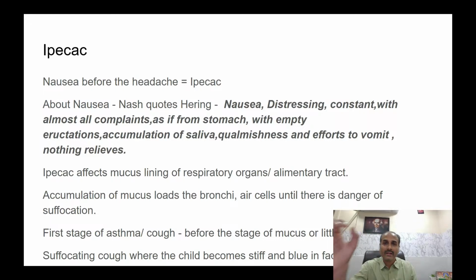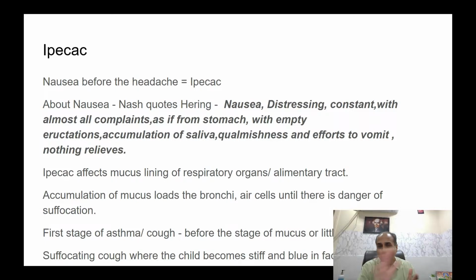If the patient lands to us after a day or two where the suffocation has happened, or there is a lot of accumulation and consolidation of mucus in the chest, Antim tart is the next remedy that we can think of. So Dr. Nash tells us that first stage of asthma and first stage of cough, Ipecac.